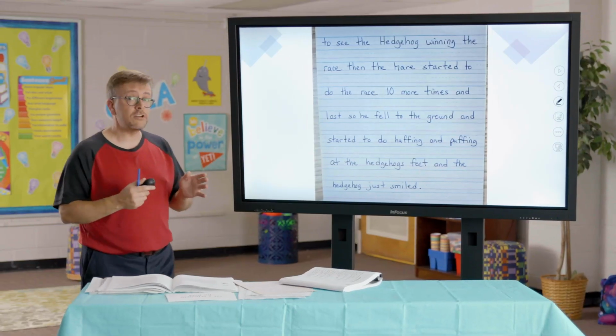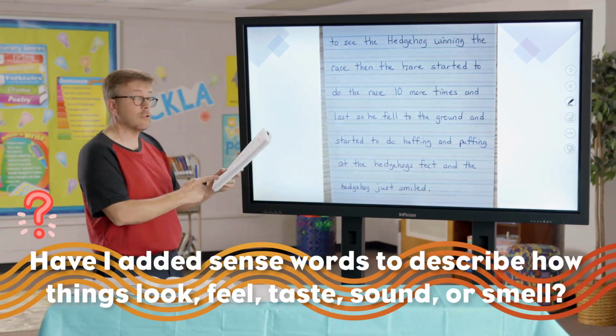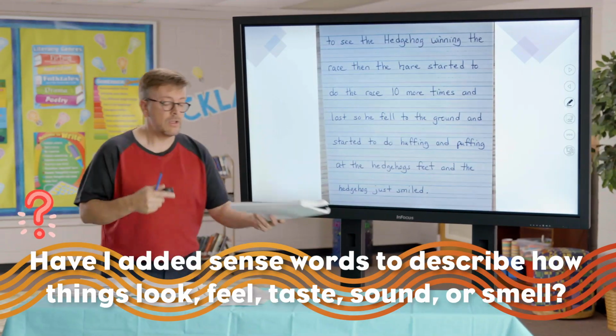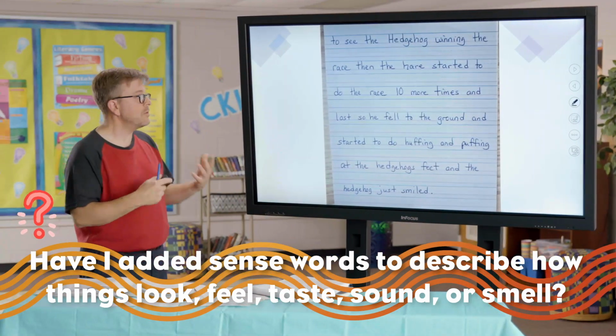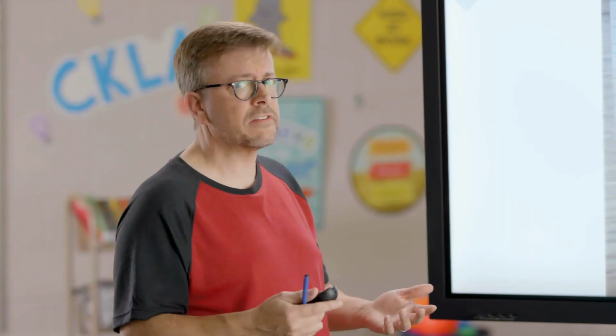All right, last one on your checklist, number 8, says, have I added sense words that describe how things look, feel, taste, sound, or smell? So all those things that you normally know from kindergarten, remember when you learned all those senses, you use them when you write. It helps your writing. It makes it much more interesting to read.